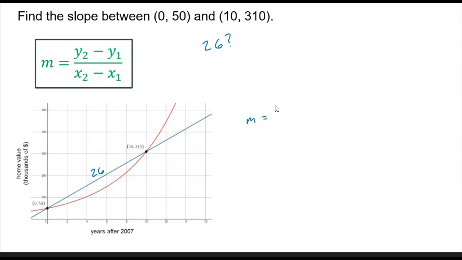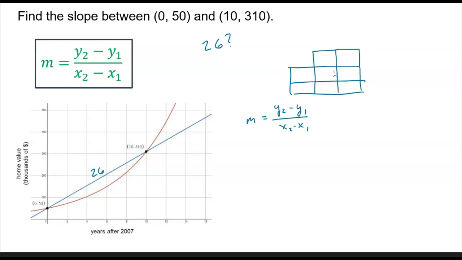So I'm going to write my equation. Slope equals y2 minus y1 over x2 minus x1. You can see that listed up here as well. And to make sure I get these in the right order, I like to be very organized about it. This is how I do it. I draw a little table like this. I say this is x and y, and this is points 1 and 2. And then I just write the points. So point 1 is (0, 50). Point 2 is (10, 310).